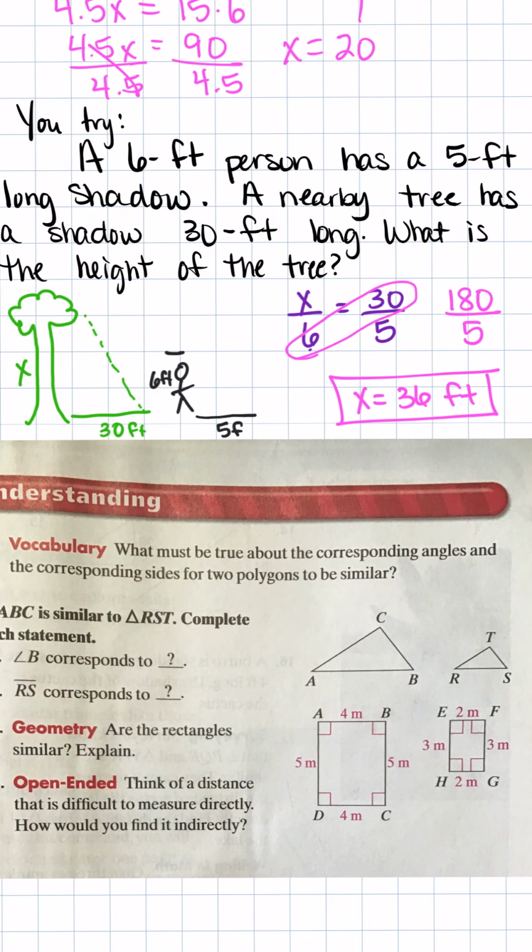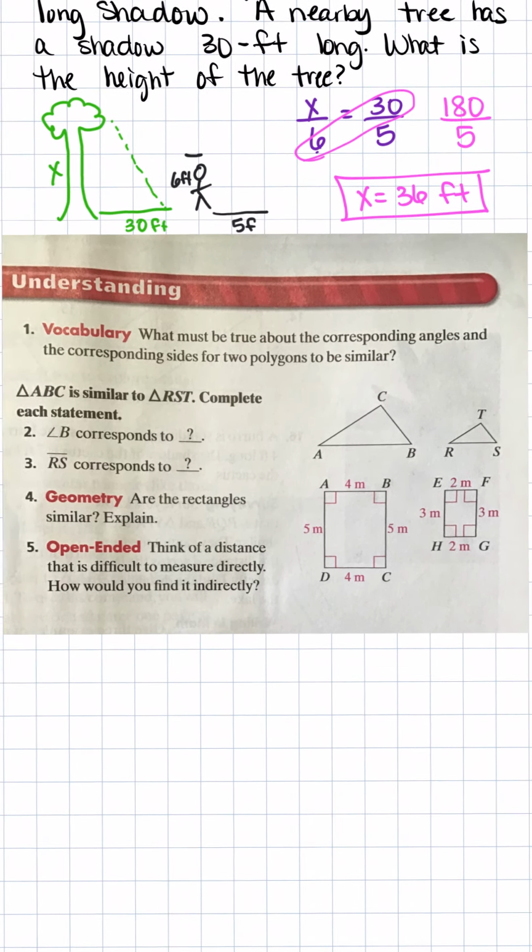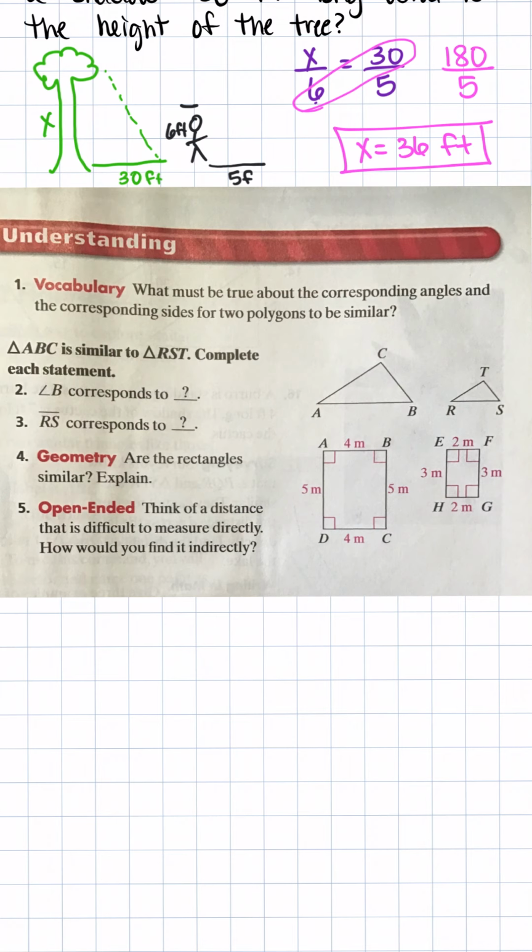Okay, let's look at checking our understanding. So vocabulary-wise, what must be true about the corresponding angles and the corresponding sides for polygons to be similar? So they have to have the same measurements, and their sides have to have the same ratio.